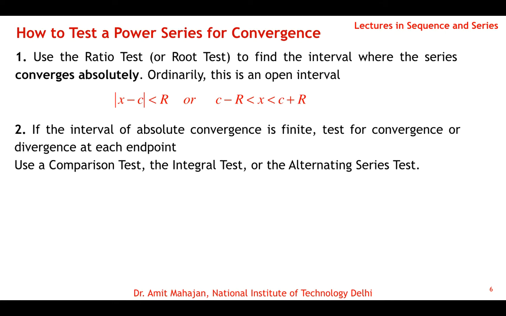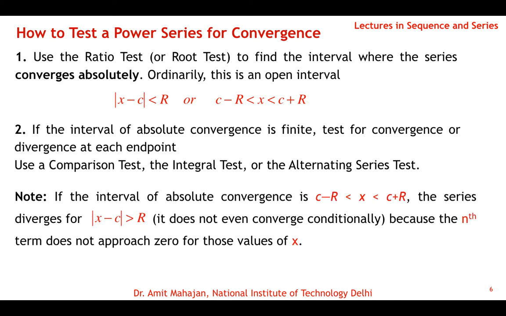If the interval of absolute convergence is finite, test for convergence or divergence at each endpoint, and for that one can use the comparison test or integral test or the alternating series test depending upon what series is available in hand.